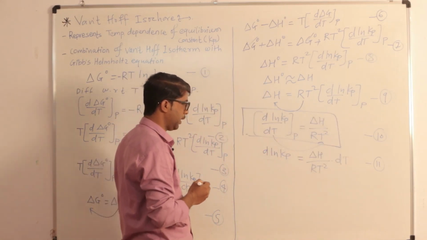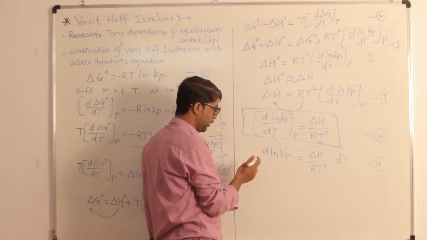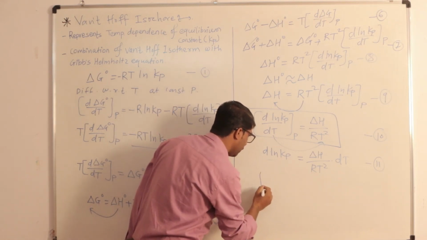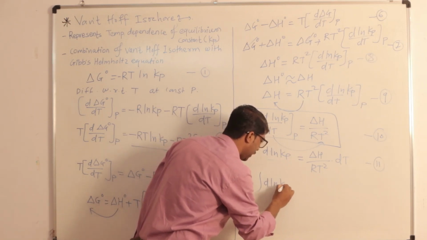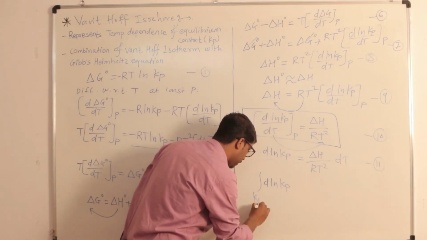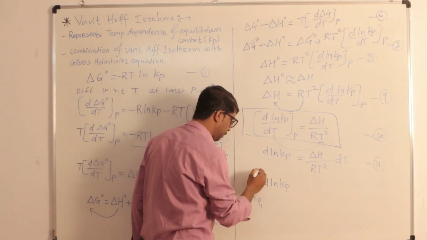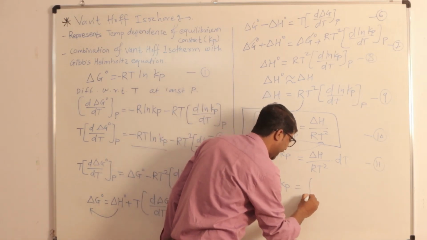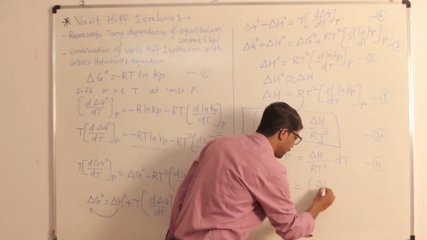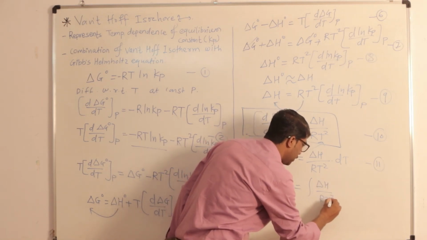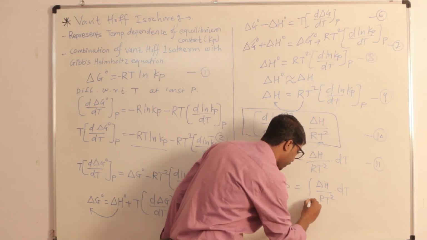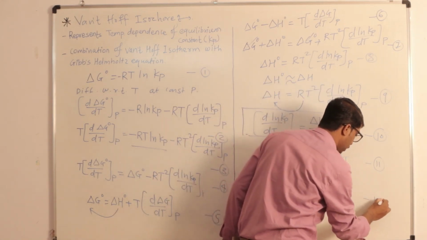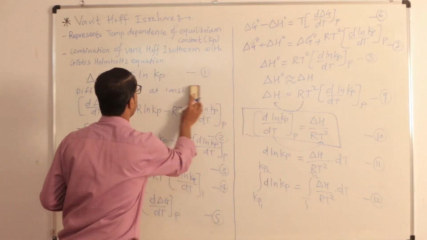Now in the next step I am going to integrate. Integration of d ln Kp by putting the limits Kp1 to Kp2, which is equal to integration of this term delta H upon RT square dt by putting the two limits T1 to T2. Let's say it is equation number 12.